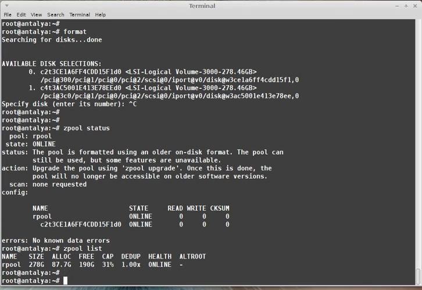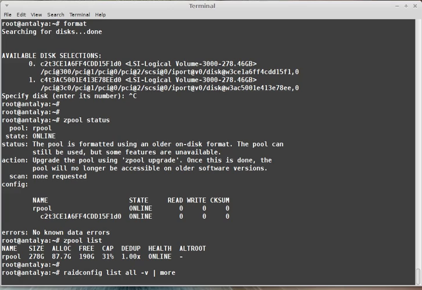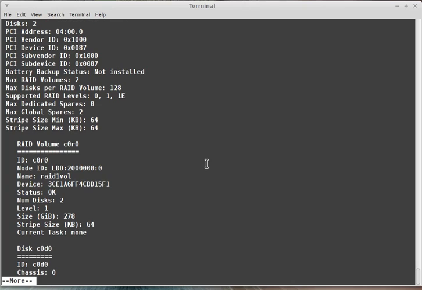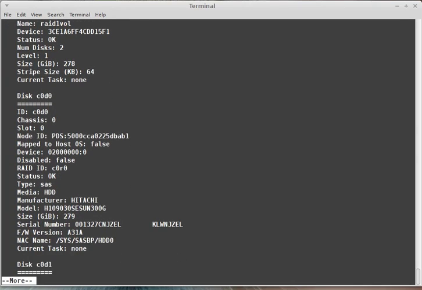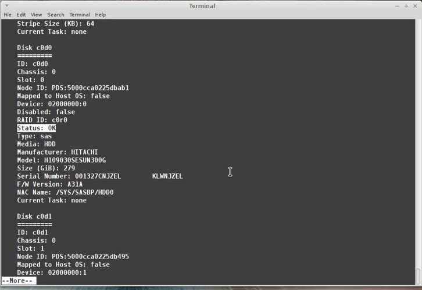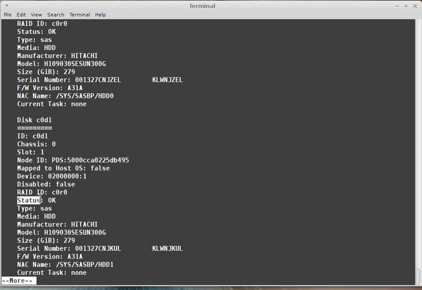Now I will check my disks on the hardware RAID side. raidconfig list all -v | more. I use hardware RAID volumes on my system, and that contains two volumes, which is controller 0, which has RAID volume 2. Let's continue. RAID volume C0R0 and disks C0D0 and C0D1. The status is okay. Yes, the second disk is okay.